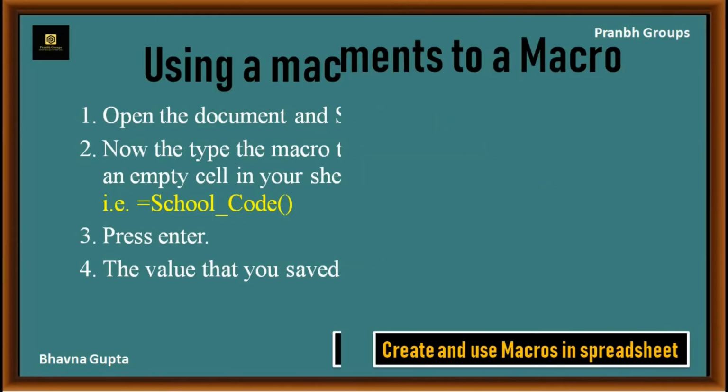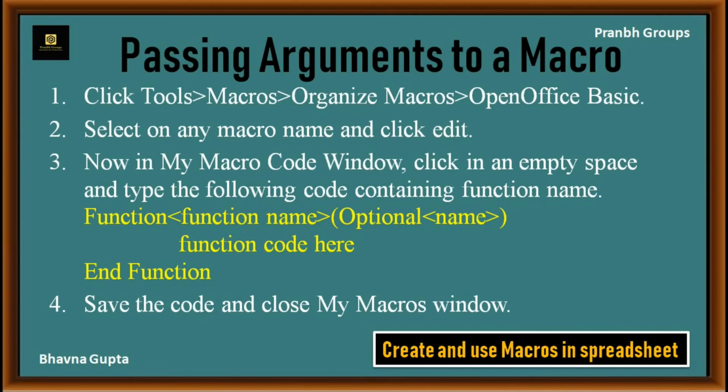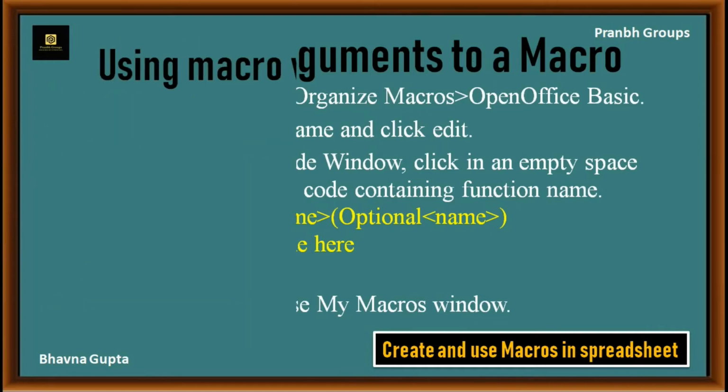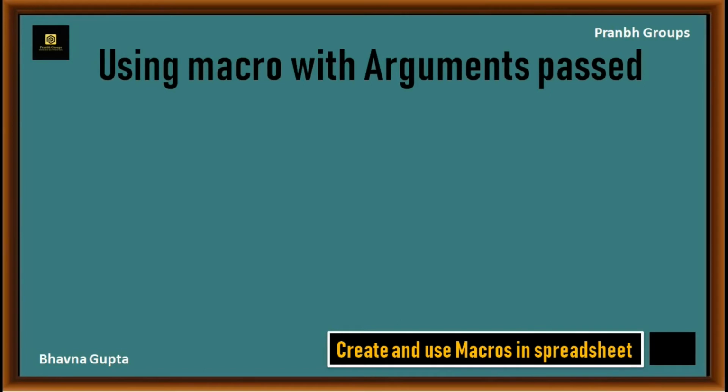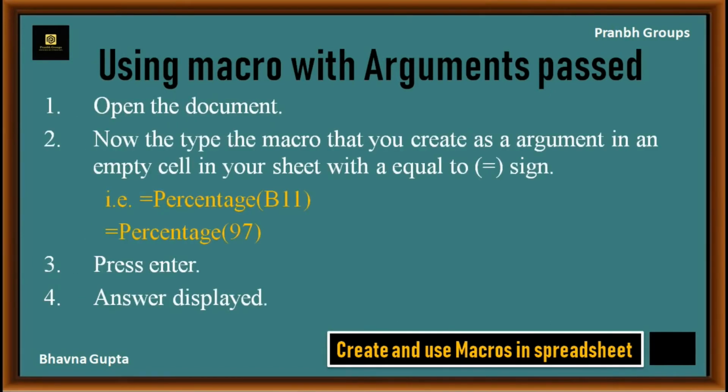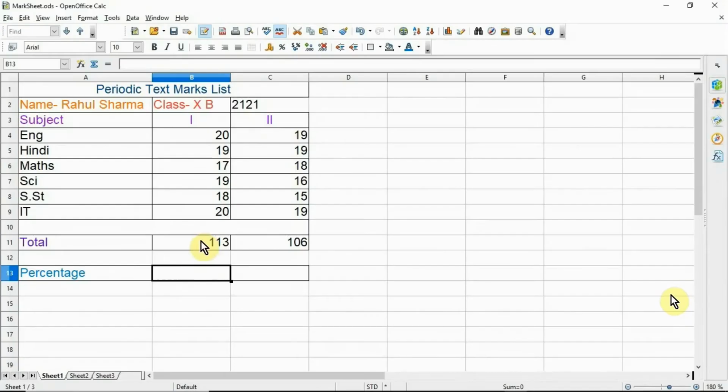Next topic: passing an argument to a macro. What is an argument? The value that a function uses to perform a calculation is called an argument. In simple words, the value passed to a macro is called the argument. Using a macro with an argument passed. Follow these steps. Let's do the practical and see how to do it.